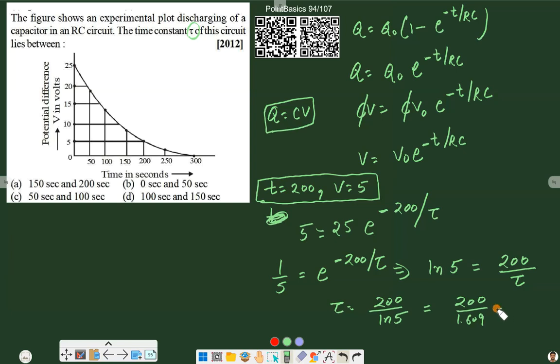Now ln 5 is equal to 1.609. Now 200 divided by 1.609 is equal to 124.3, so our answer lies in option D, between 100 seconds and 150 seconds, because it is asked that the time constant lies between, so it lies between 100 seconds to 150 seconds. Let's move to the next question.